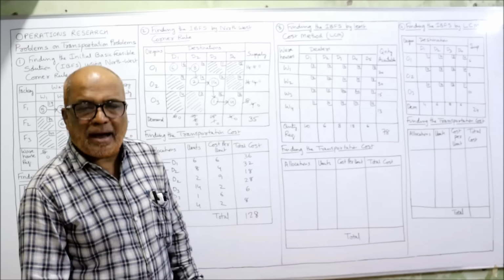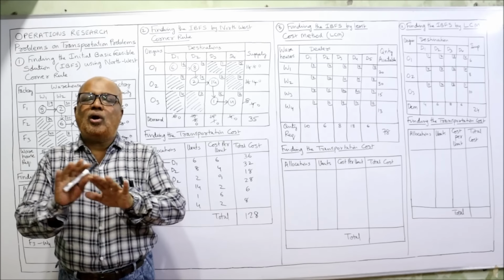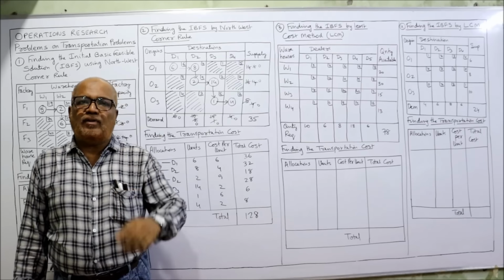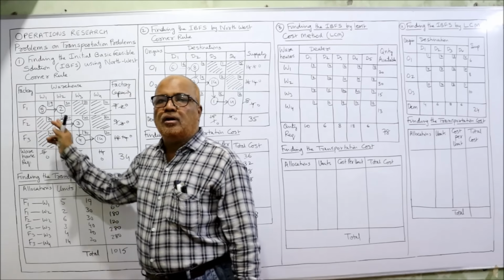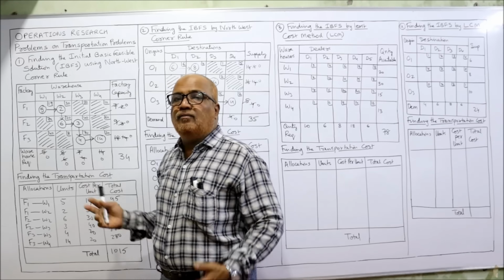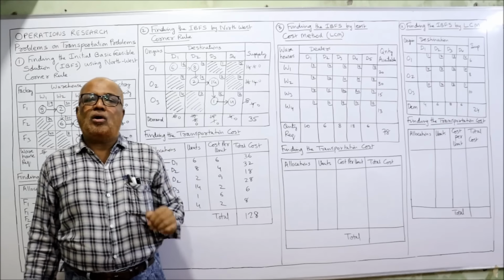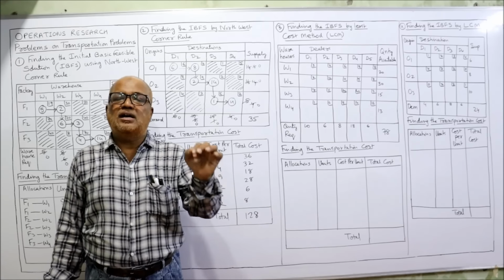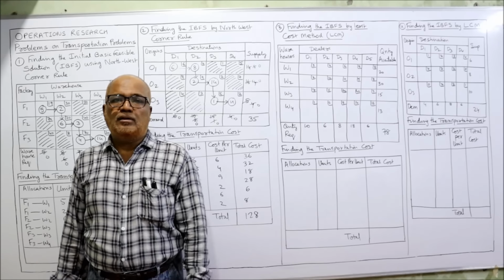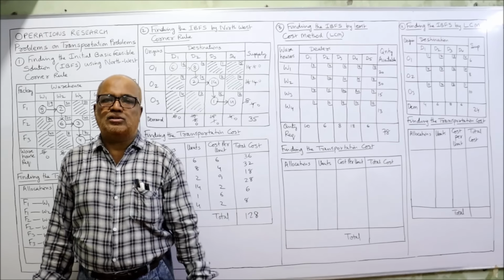Now, one of the drawbacks of the northwest corner rule is we have not considered the cost. Simply we go on allocating the values from the upper left corner to the right bottom corner, without considering the cost. That is a drawback, because our objective is to reduce the cost. So cost must be considered while calculating IBFS. To overcome that, least cost method. In least cost method, we consider the cost.